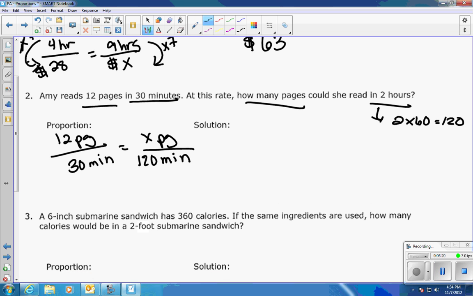On this one, I noticed that 30 times 4 is 120. So 12 times 4 should be my answer. She can do 48 pages.